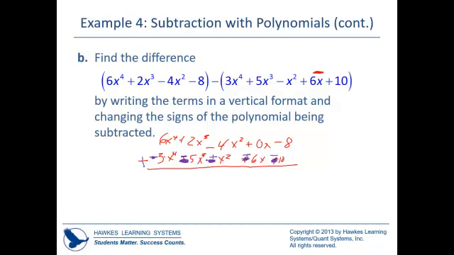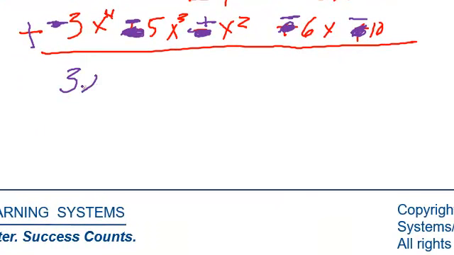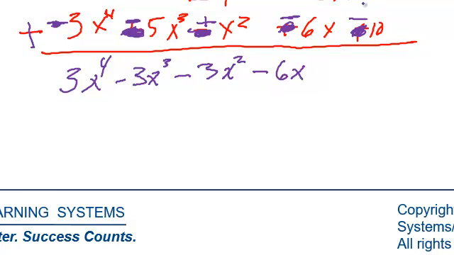And so now I can combine terms. So 6x to the fourth minus 3x to the fourth is 3x to the fourth. A positive 2x to the third minus 5x to the third would be a negative 3x to the third. A negative 4x squared plus x squared would be another negative 3x squared. And of course, 0x minus 6x would be a negative 6x. And negative 8 plus a negative 10 would be a negative 18. And so there's your polynomial. Now we have 1, 2, 3, 4, 5 monomials, so this would be a polynomial.